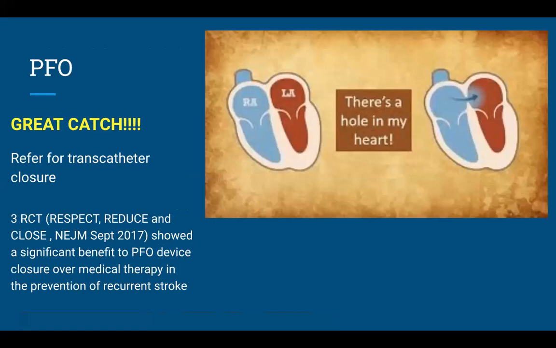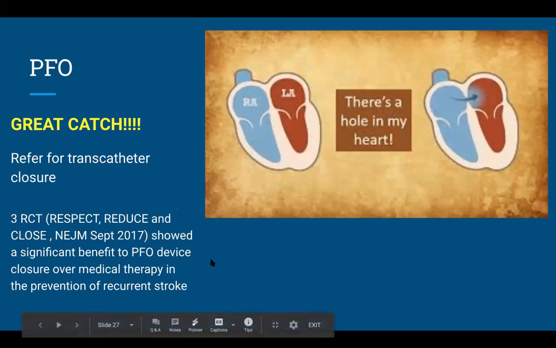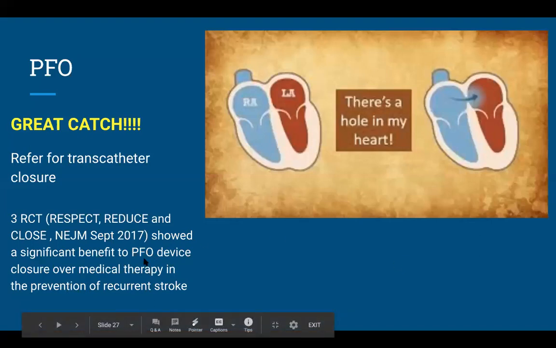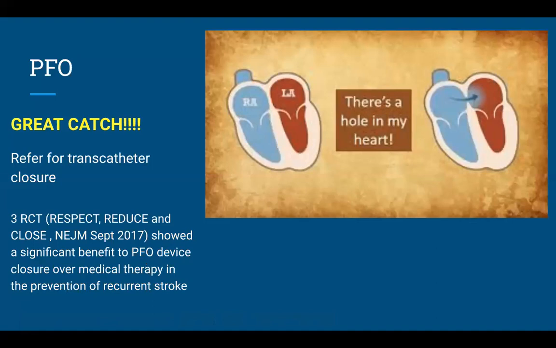And then PFO, just something to know about. There are a lot of studies over the past couple of years that have shown significant benefit to closure of the PFO to prevent recurrent strokes in patients. So if you find a PFO, they don't have to necessarily stay in the hospital, but you do need to make sure you're arranging follow-up for them to be assessed to get this fixed outpatient.